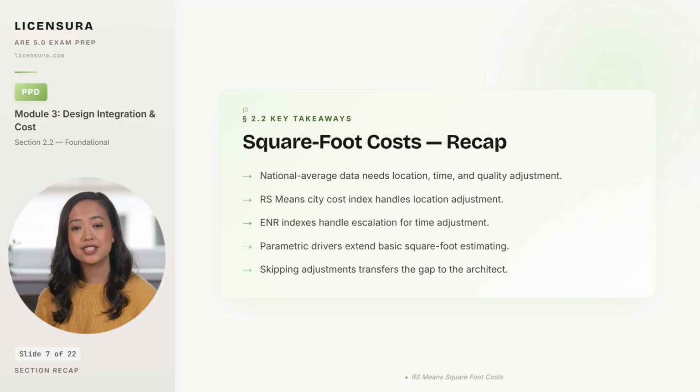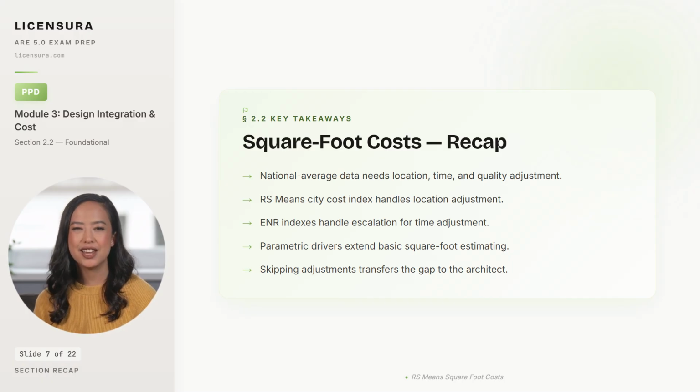National average data needs location, time, and quality adjustment before it is quotable to an owner, and the exam will test whether you know to apply all 3. The RS Means City Cost Index is the standard tool for the location adjustment, swinging the base number by 30 to 50% depending on geography, and forgetting it on a high-cost city is one of the most painful mistakes a young architect makes.